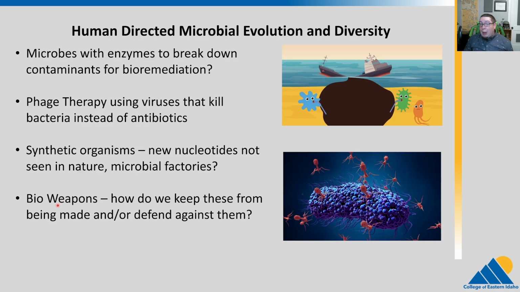And then there's the specter of bioweapons, right? Really, what we need is to keep these from being made and/or to learn how to defend against them. What makes microbes deadly, and how do we prevent them from being deadly, or how do we counteract that, is really the big question. So these are some positive aspects of microbial evolution, right? We have things like bioremediation, phage therapy, very interesting uses of the technology. All right, in the next sections, we will get into the individual groups.